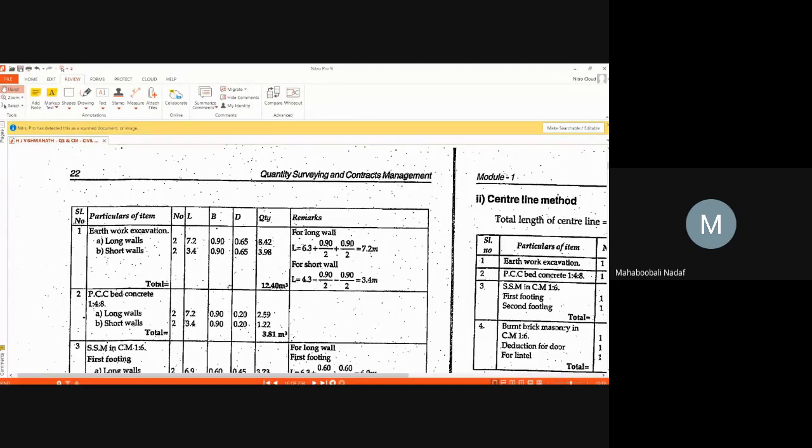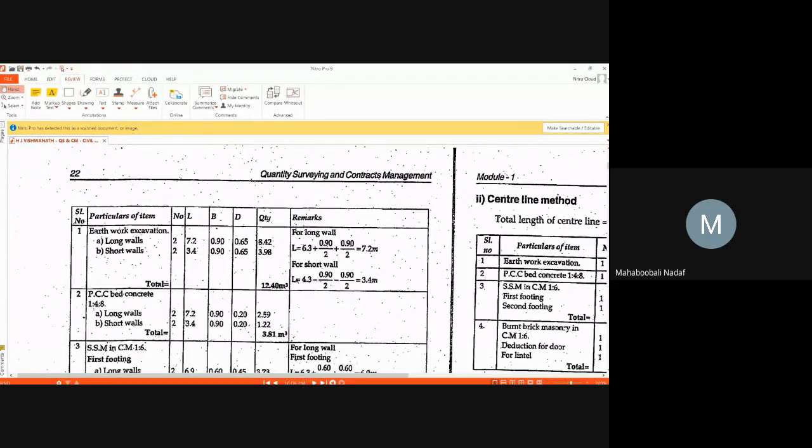Is this cursor movement visible on your screen? Cursor movement, is it visible? Yes, sir.